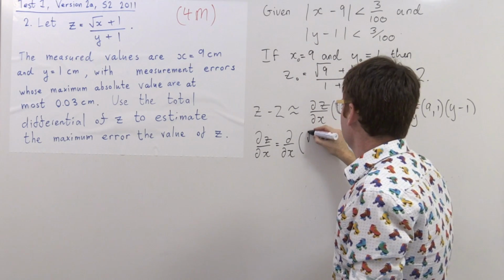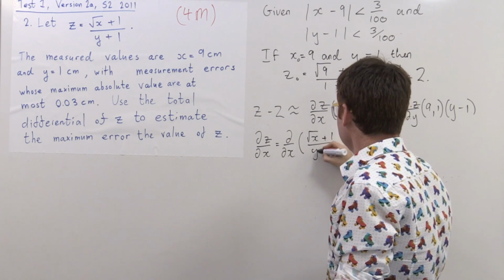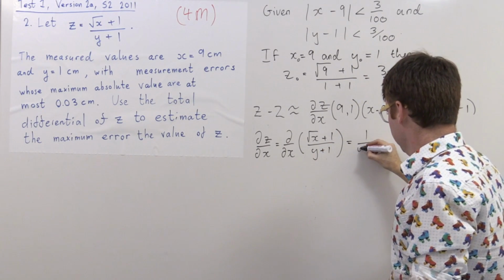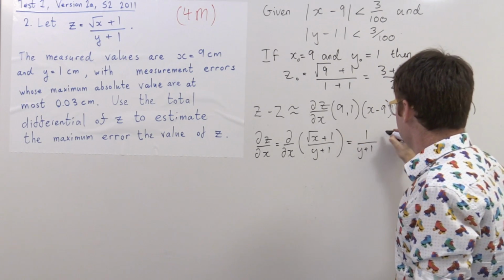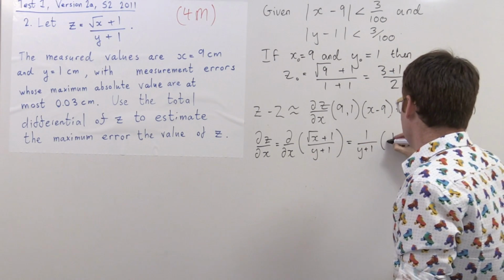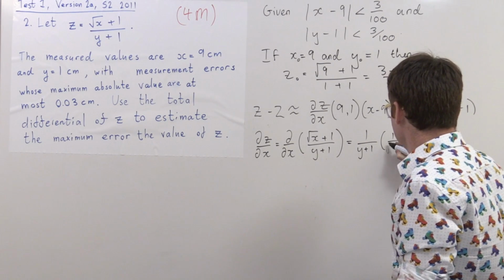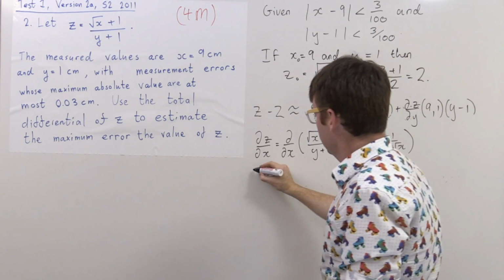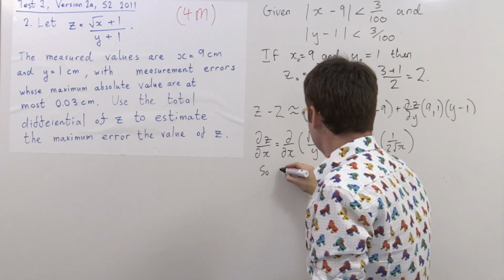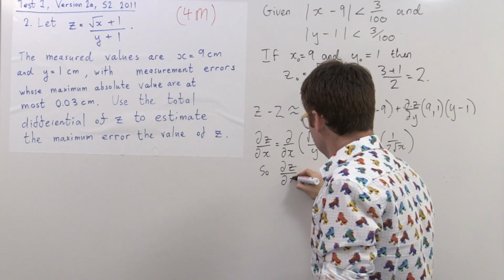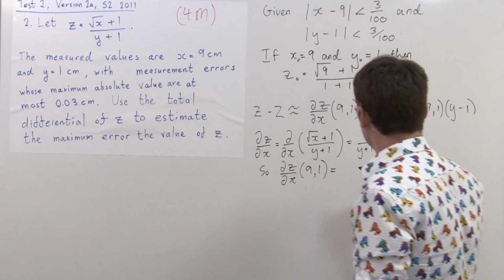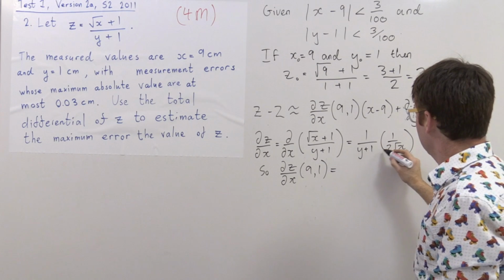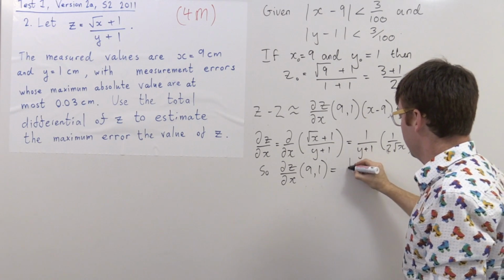∂/∂x of (y plus 1) root x, which I can write, well, the y plus 1 can just come out the front, and that's the derivative of root x, which gives me 1 over 2 root x. So at (9,1) that gives me, so that's 2, and that's 2, and that's 3, so 1 on 12.